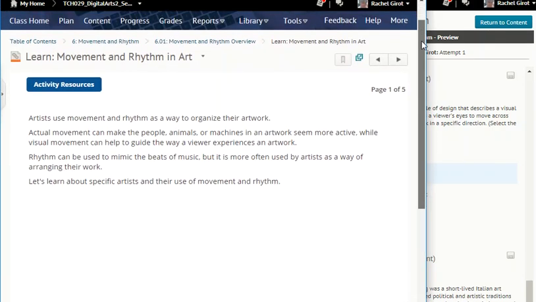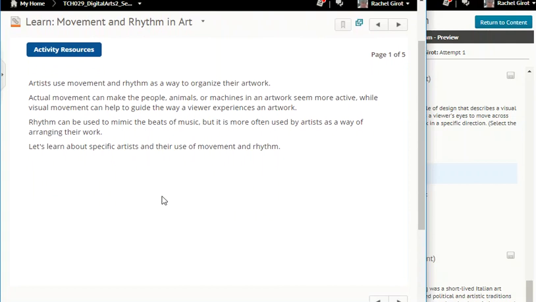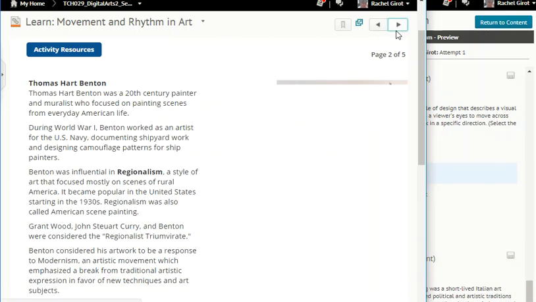Movement and rhythm in art. Artists use movement and rhythm as a way to organize their artwork. Actual movement can make the people, animals, or machines in an artwork seem more active, while visual movement can help to guide the way a viewer experiences an artwork. Rhythm can be used to mimic the beats of music, but is more often used by artists as a way of arranging their work. Let's learn about specific artists and their use of movement and rhythm.